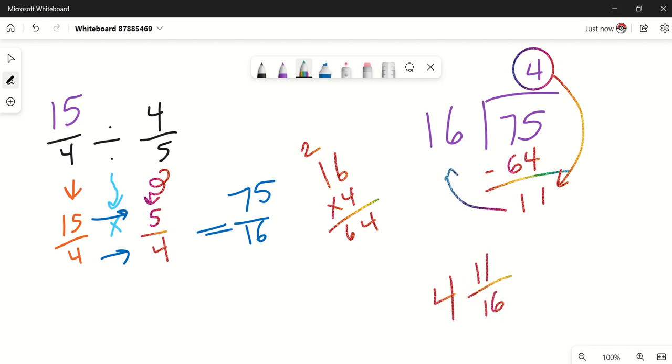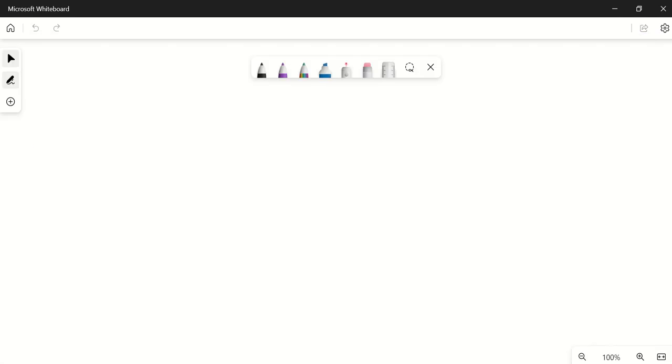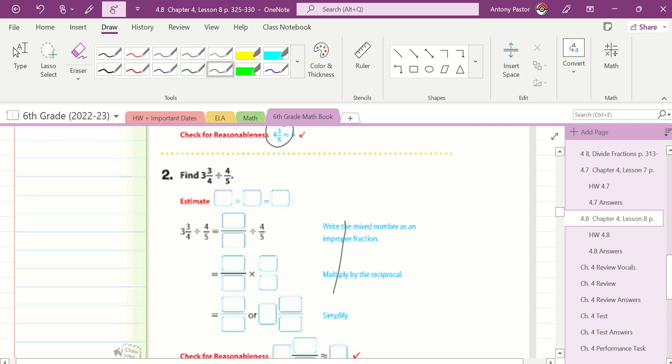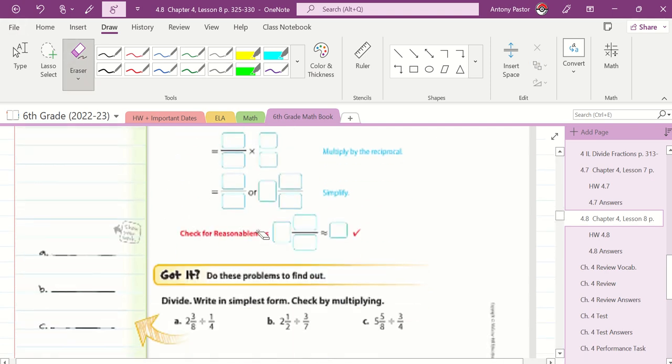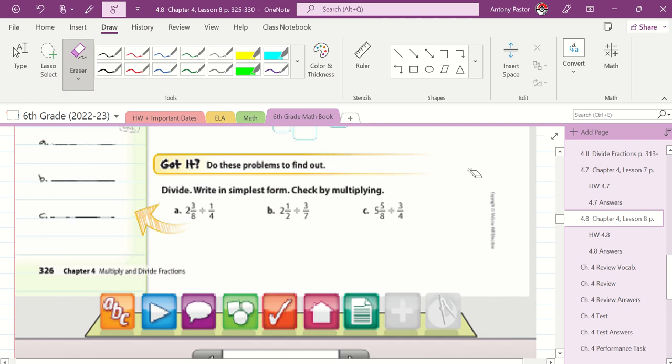Check to make sure that 11/16 is simplified. 11 and 16 have nothing in common. Therefore, it is simplified. And I'm drawing on here on accident. There we go. All right, let's do these got it problems, and then we will call this one a lesson. So go ahead and pause here if you would like to try these, and then we can go over the answers.